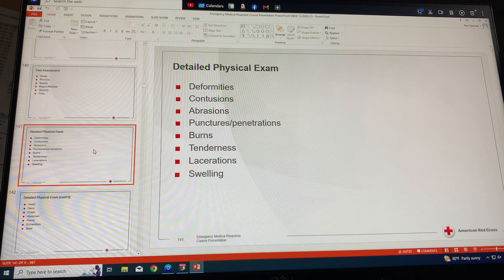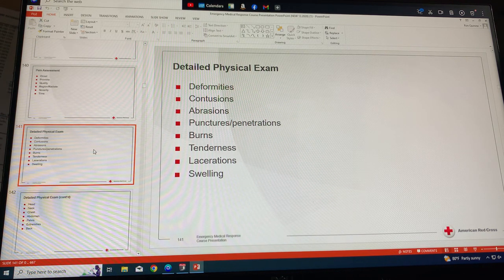All right, so detailed physical exam. Once the focused history and physical exam have been completed and any life-threatening conditions have been managed, a detailed physical exam may be conducted. This exam is not carried out on every patient. It requires much more time than a rapid assessment to conduct, as it is more detailed, and so can only be performed when time and the patient's condition allows. Often it is conducted in the ambulance or other transport vehicle en route to the hospital.